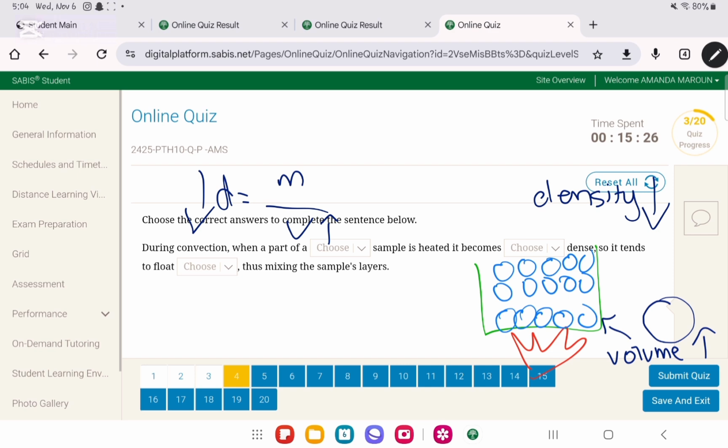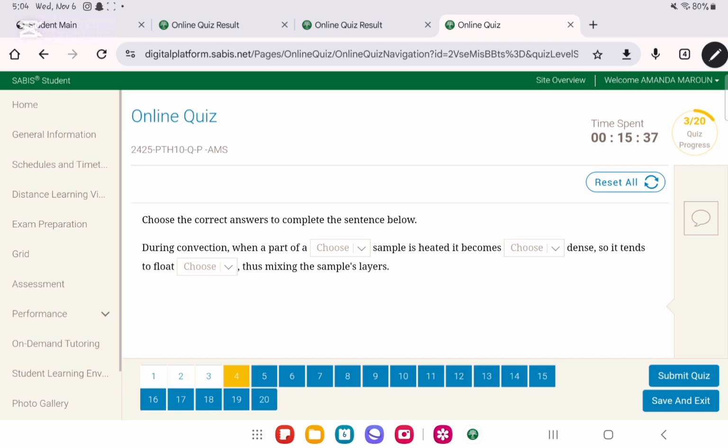The volume increases, it becomes less dense, and always the less dense will float upward. Okay, so if we're gonna answer, during convection, when a part of a fluid, meaning gas or liquid, is heated, it becomes less dense because the volume increases, so then it tends to float upwards, thus mixing the sample's layers.